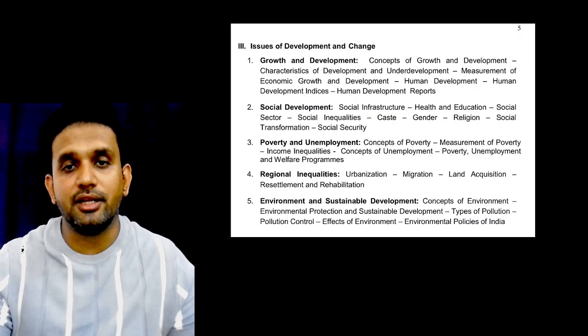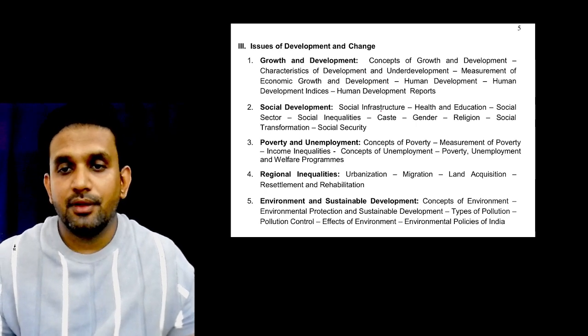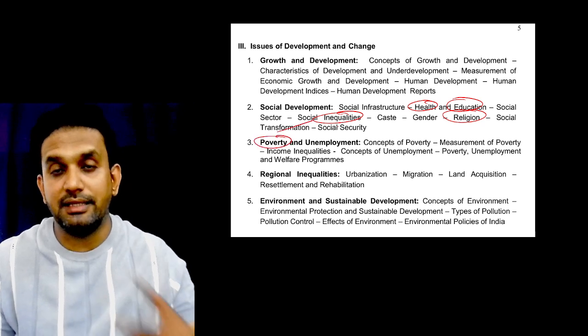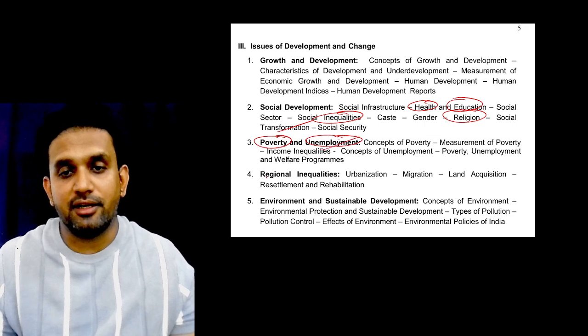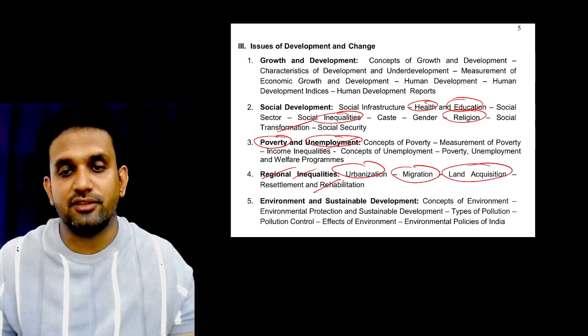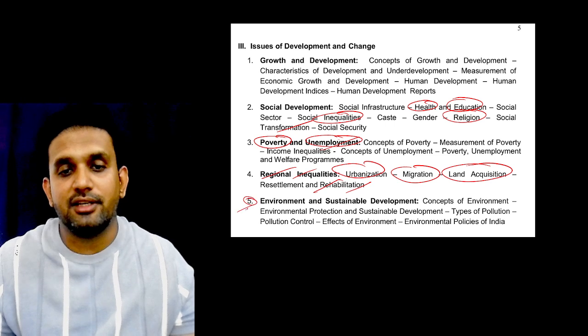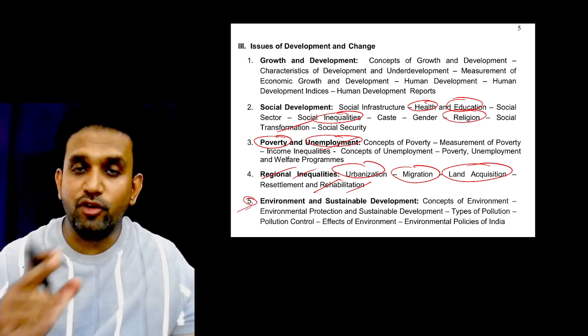Then again, agriculture exactly same, industry exactly same. Now in the third unit, what they have done is, this is more important. Here they have health, education, inequalities, social transformation, etc. They have mentioned poverty. There it was in group 1. First unit, here we are having unemployment added, regional inequalities, urbanization, migration, land acquisition, resettlement, rehabilitation act of 2013. Then a small area with regard to environment and sustainable development.